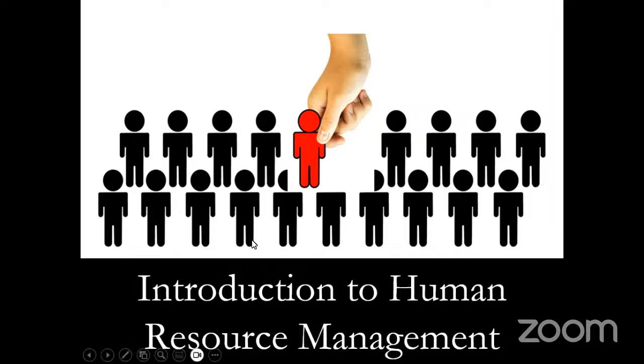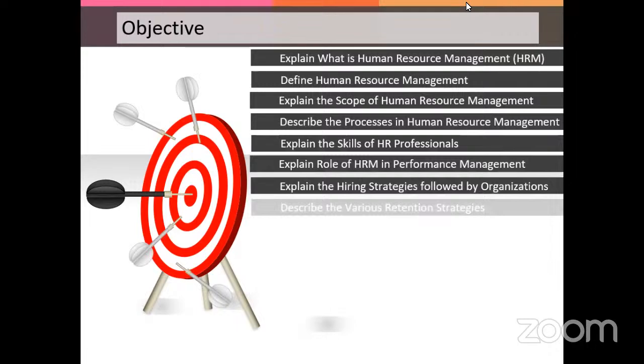Now, let's quickly look at what we have to cover in this introduction to international human resource management. We're going to be looking at explaining what is human resource management. Then we'll look at defining what human resource management is all about. And then we'll explain the scope of human resource management. We'll describe the processes in human resource management, explain the skills of HR professionals, explain the role of human resource management in performance management. Then we explain the hiring strategies followed by organizations and describe the various retention strategies.